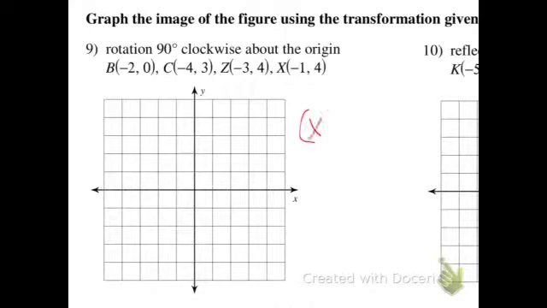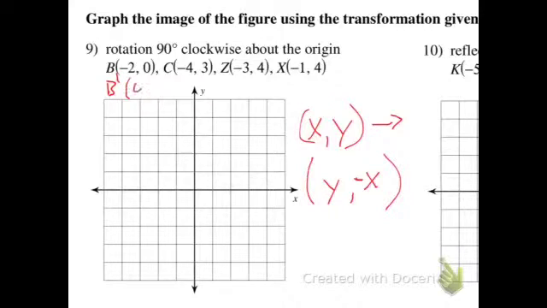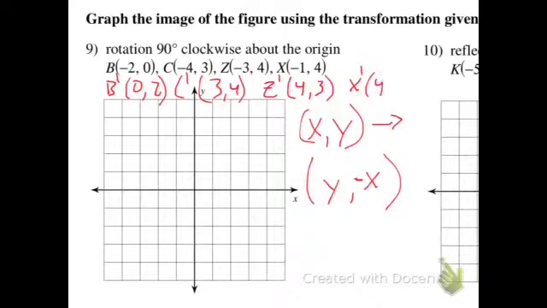So here, let me write on the right side, (x, y) goes to... sorry about the pause. The function for this is you're going to switch the order of your coordinates, and make the new y value the opposite of the old x value. So for point B, B prime is going to be at (0, 2). C prime is going to be at (3, 4). Z prime is going to be at (4, 3). And X prime is going to be at (4, 1).